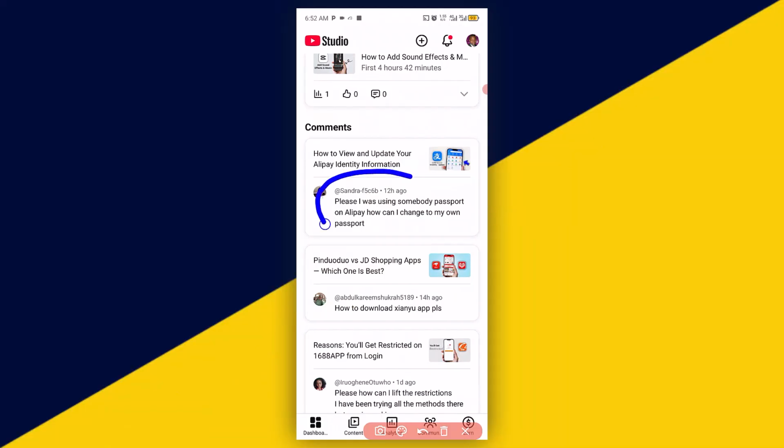This question, about 12 hours ago, states that, please, I was using somebody's passport on Alipay. How can I change to my own passport? And this is the question right here. And the bitter truth about this is that it is not possible anywhere in Alipay.